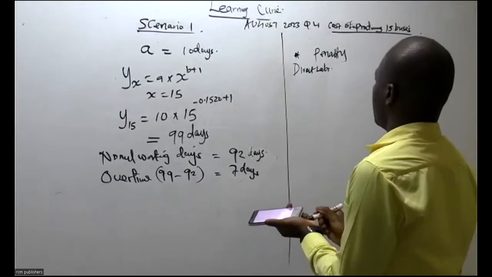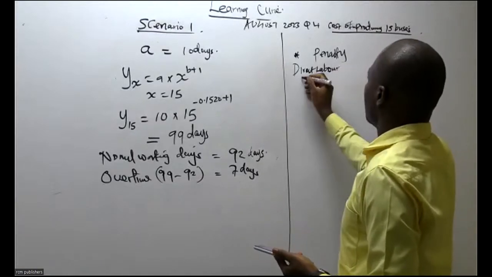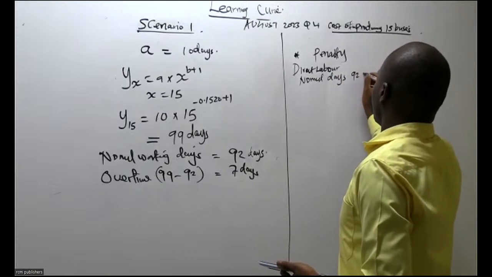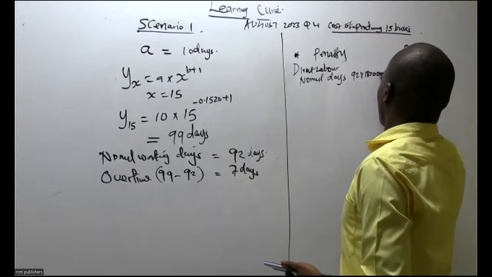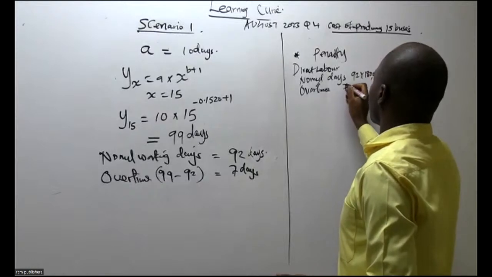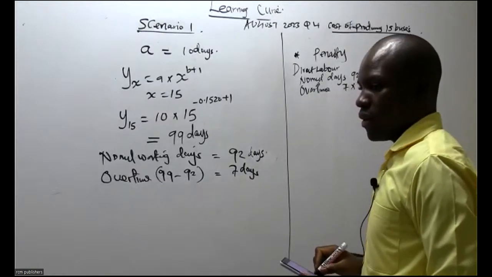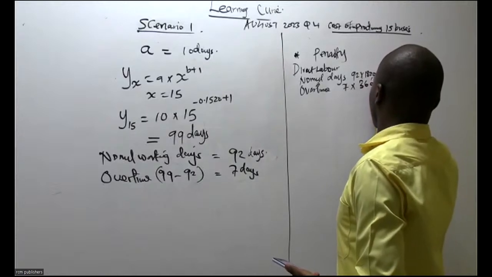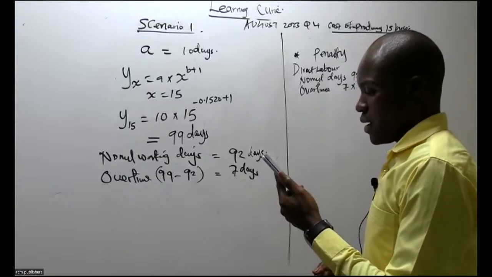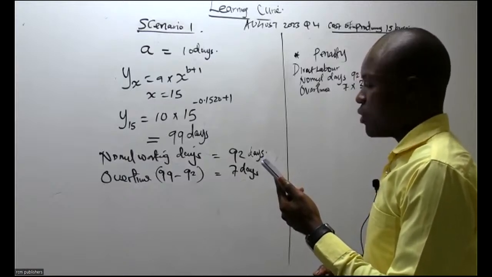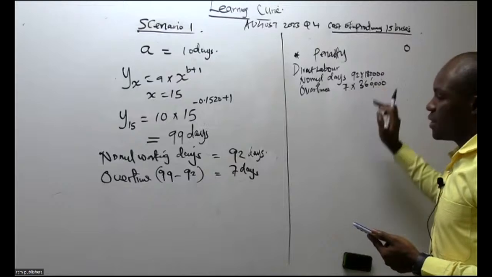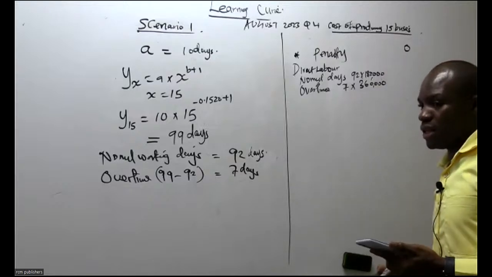Let me put it here, direct labor. Normal days, we are told is 92. I've identified that overtime is 7 days. We multiply by 360,000. So have we been able to get the figures? 92 by 180, then 7 by 360. Just start with the first one. 92 by 180, what will we have?